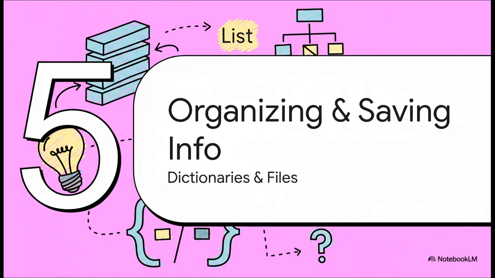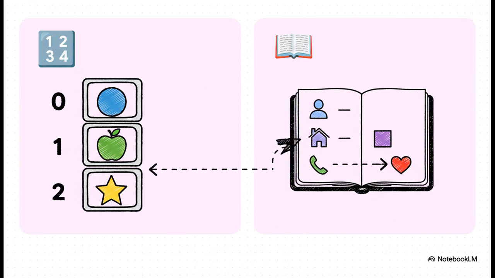Okay, for our final section, we're going to level up how we organize our data. And just as importantly, we're going to see how we can make it stick around even after our program has stopped running. Let's talk about dictionaries and files. This slide really gets to the heart of a key difference. A list, remember, is like that numbered shelf. You ask for item 0, item 1, and so on.